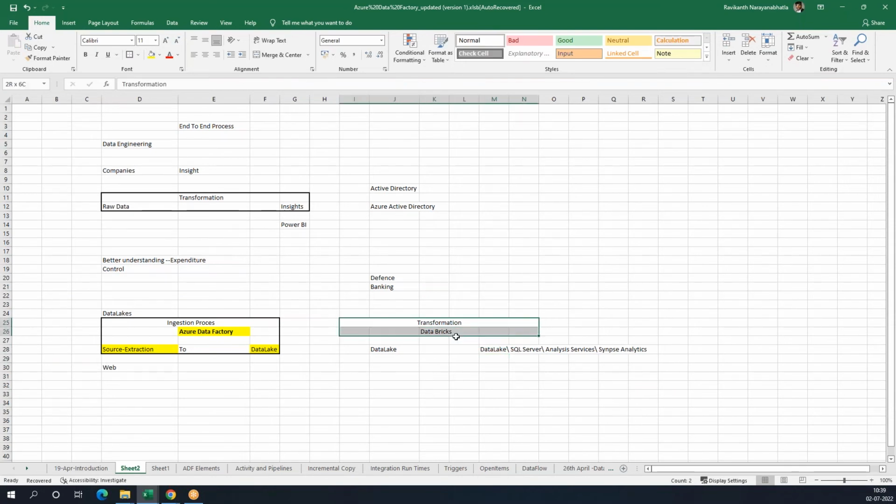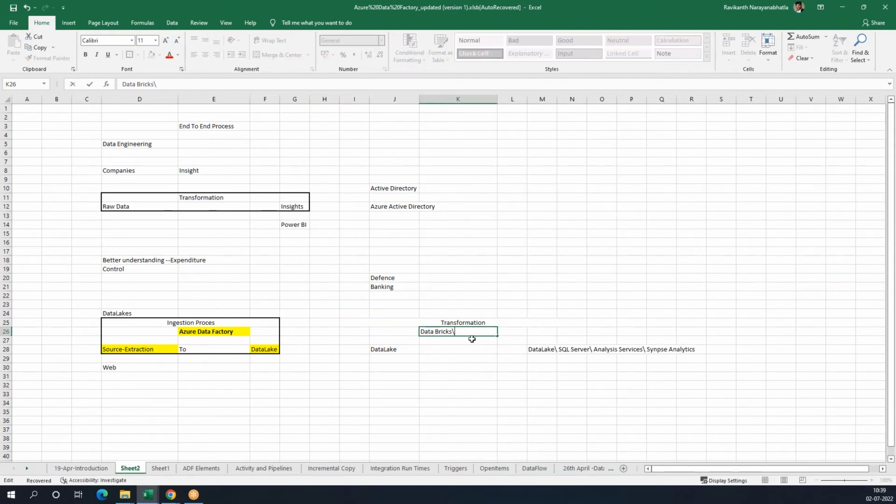Now we are trying to get closer to the business. We are getting to the layer where the actual business starts using it, because now the raw data is getting transformed, using something called Databricks or mapping data flows.